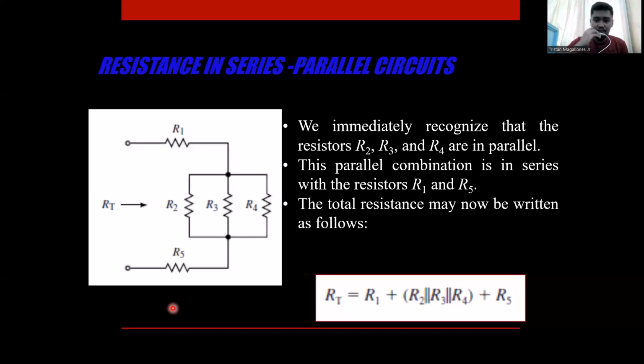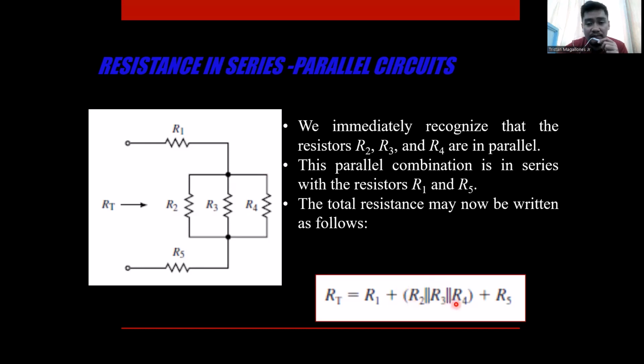As you can see, we have a new symbol here. R2 is in parallel with R3 and parallel with R4. The two bars represent that R2 is in parallel with R3 and also in parallel with R4. So how do we get the total or equivalent resistance of this? It is just the reciprocal of the sum of reciprocals: 1 over R2 plus 1 over R3 plus 1 over R4.